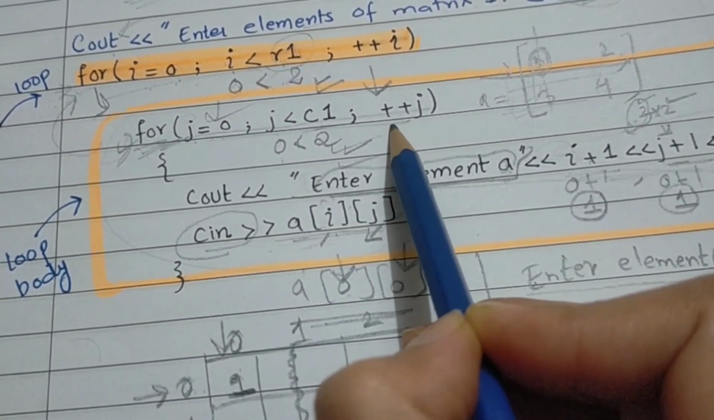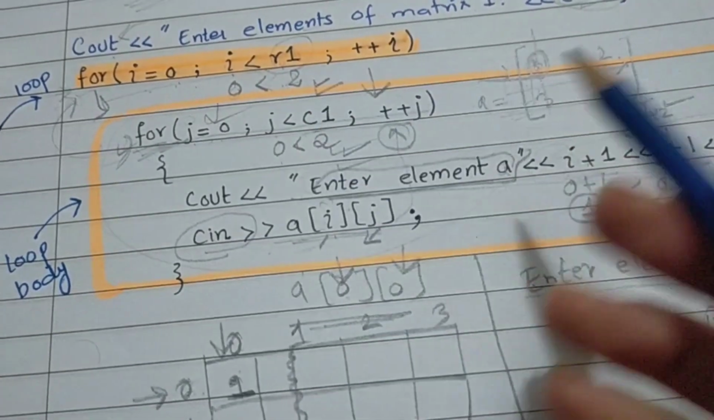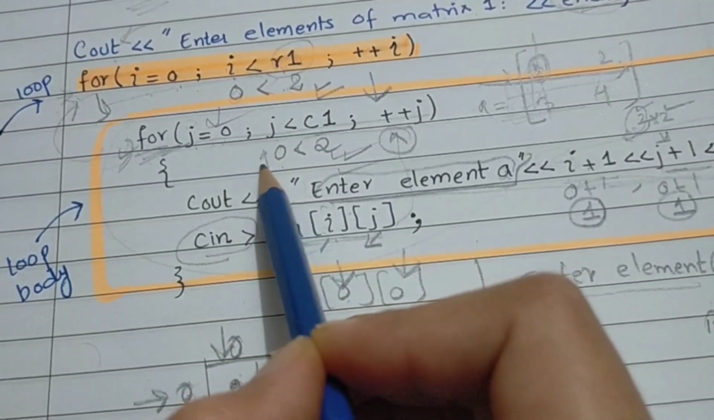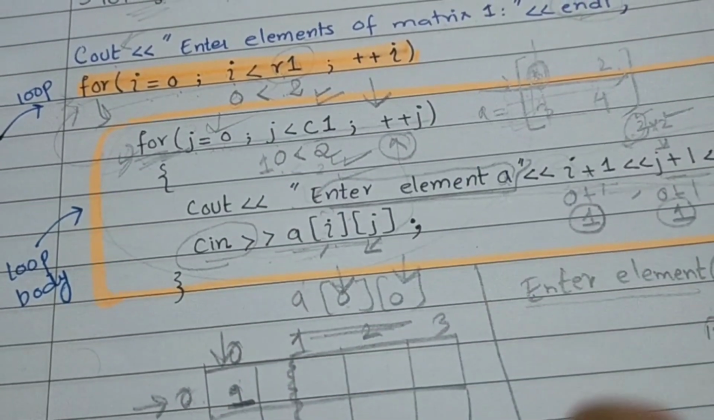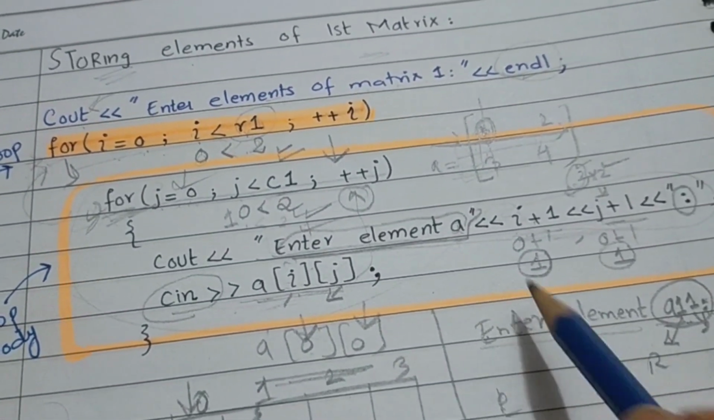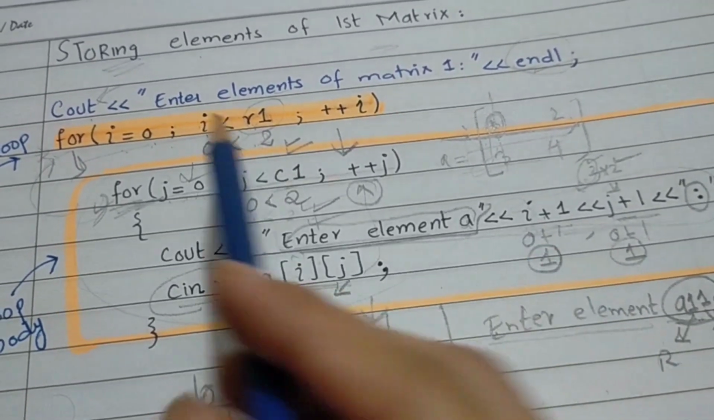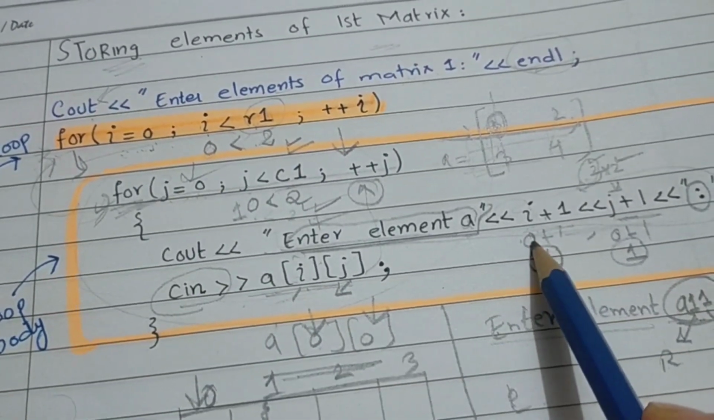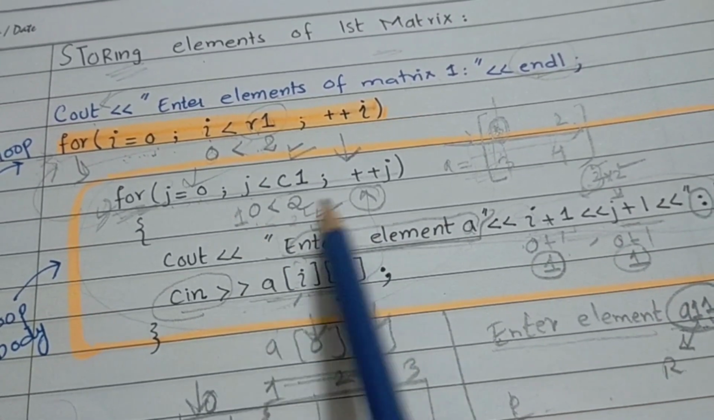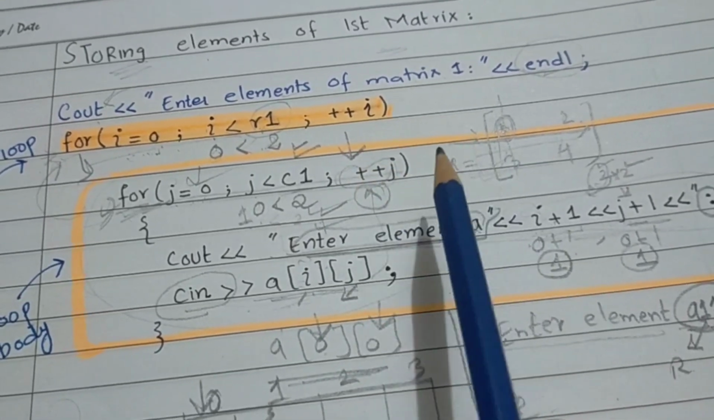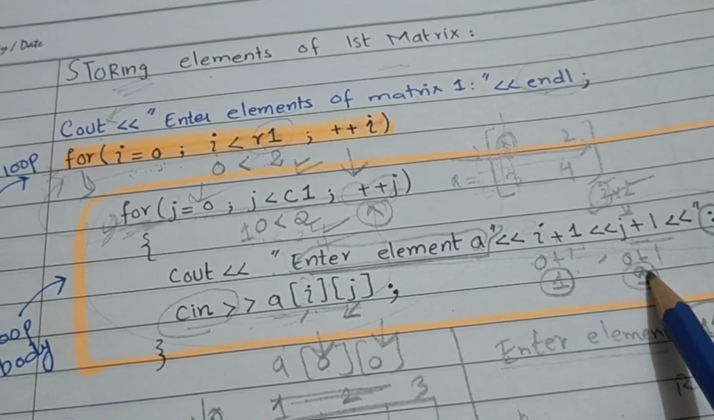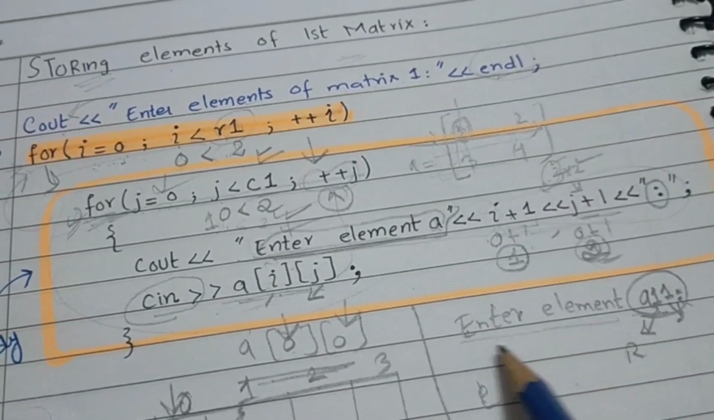Again control will go here and j will be increased by 1. So the value of j is now 1, and 1 is less than 2. Yes, of course 1 is less than 2, so again this statement will be executed. Now again enter element, and i is 0, i will be the same. i is 0 plus 1, so it is 1, and j is now 1 because its value was incremented by 1, so 1 plus 1 is 2. So how will it be printed on the screen?